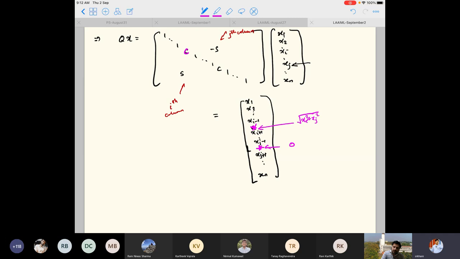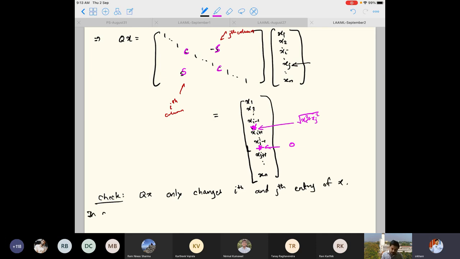So if you design your C and S, so you choose an angle theta in such a way that this happens, then you have introduced a 0 here, right? You have introduced a 0 here. And you can very easily check. Okay. So this is something, if you are not convinced, you check: Qx only changes the ith and jth entry of x. Okay, that is what it does.